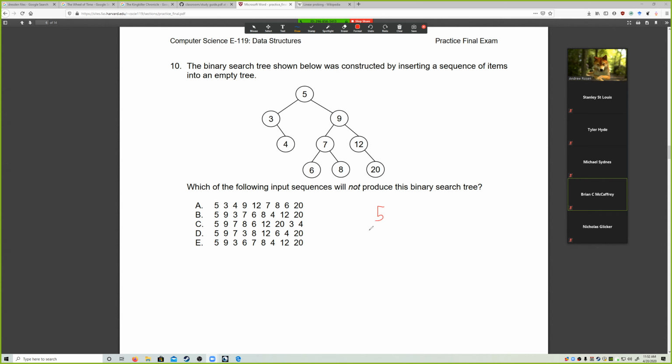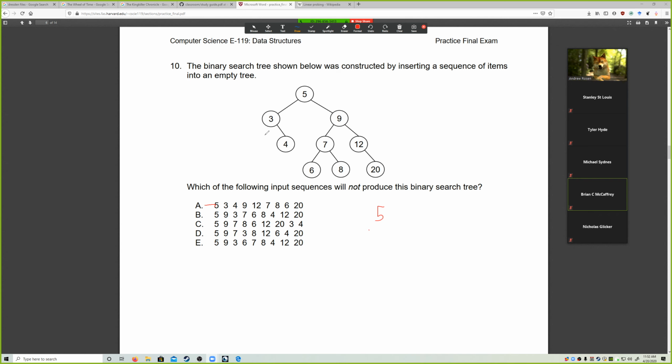So, let's look through this. No need to reproduce this. 5, 3, 4, 9, 12, 7, 8, 6, 20. A is perfectly fine. We're looking for the one that will not produce the binary search tree. So, rather than using a check, which might get confusing, or an X, I'll just put a dash there. That's perfect. That's fine. No comment.